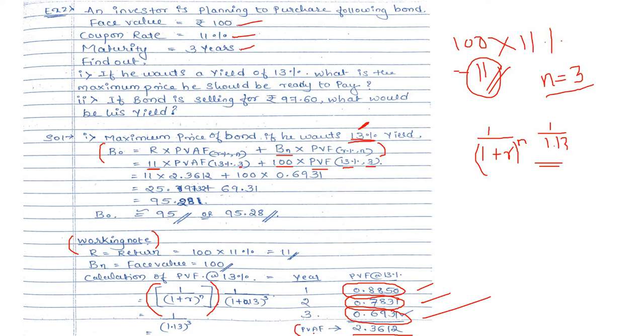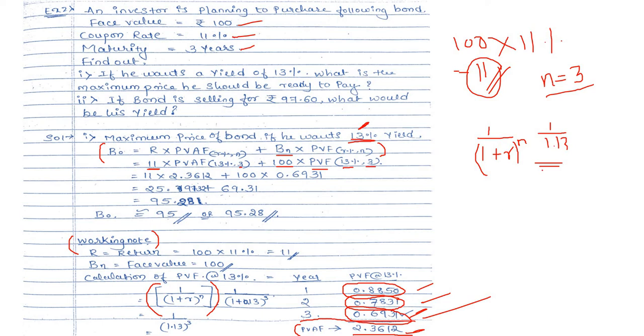Now we got the PVAF. Then what is the PVF value? PVF is nothing but the PVF at the end of the nth year. Nth year means the last year's PVF value. So in this problem, what is the N value? 3. Correct. So the third year PVF value, how much? 0.6931. Correct. So that is the PVF, and this is the PVAF.